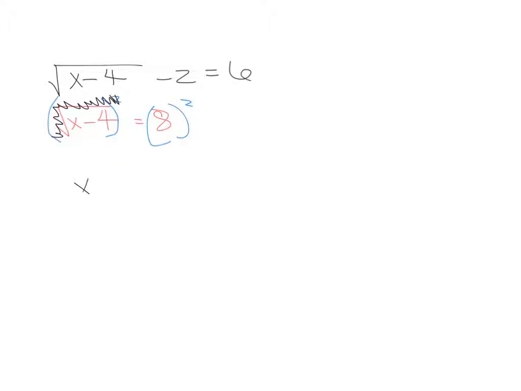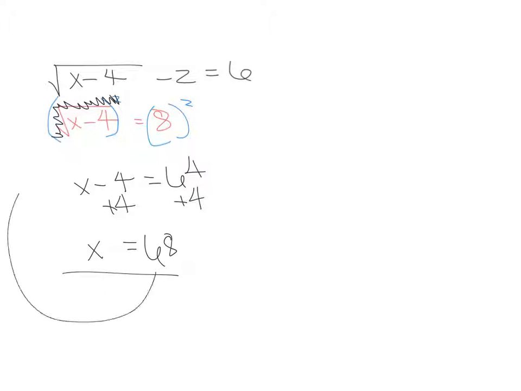And we're left with x minus 4 equals 64. So notice, the radical sign went away, which makes our life so much easier. Now we just add 4 to both sides, and x equals 68. So when we take that 68 and put it back in the original equation, we have 68 minus 4 is 64. The square root of 64 is 8. 8 minus 2 is 6.